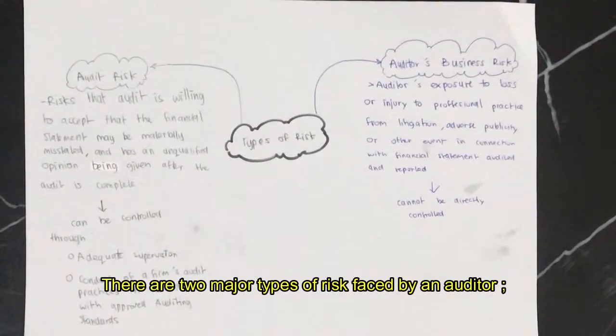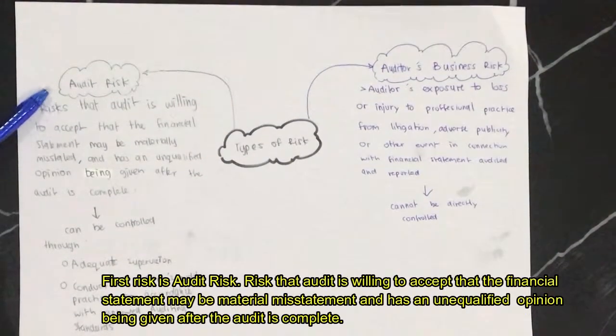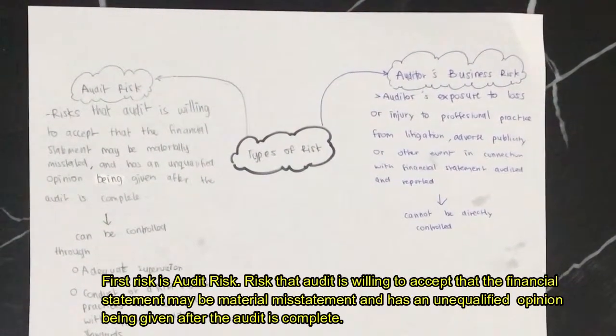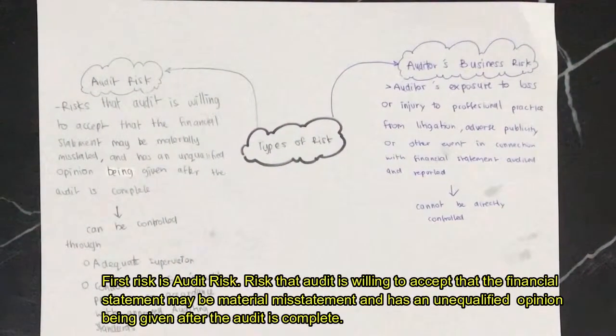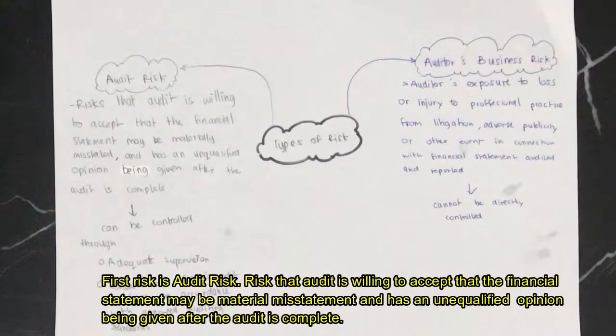There are two major types of risk faced by an auditor. First risk is audit risk. The risk that the auditor is willing to accept that the financial statements may be materially misstated and an unqualified opinion being given after the audit is complete.